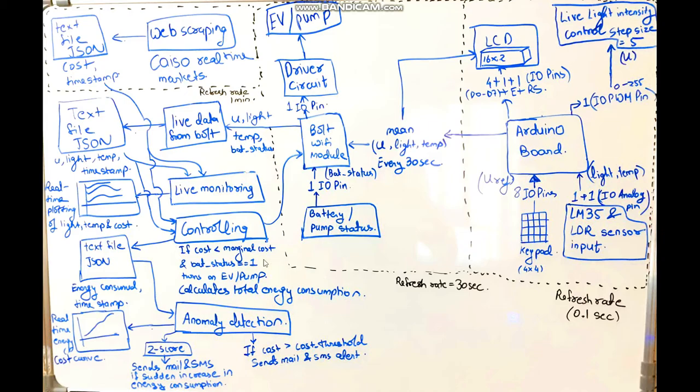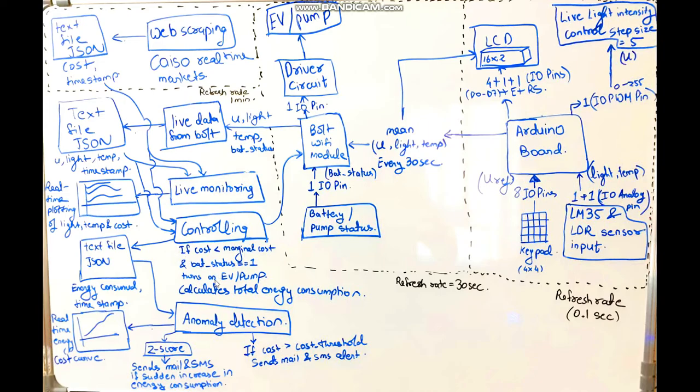So it calculates the total energy consumed by the electric vehicle, pump, and the indoor lighting system, and it saves it to a text file which is in JSON format. So energy consumed and timestamp, these two values are saved, with the timestamp of the recorded energy value.